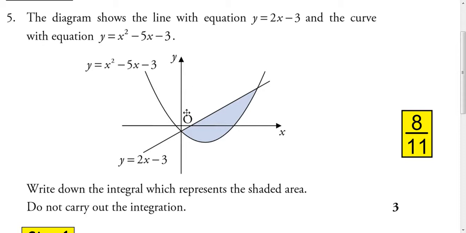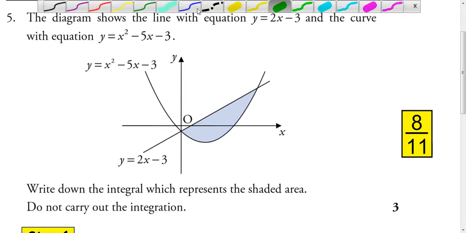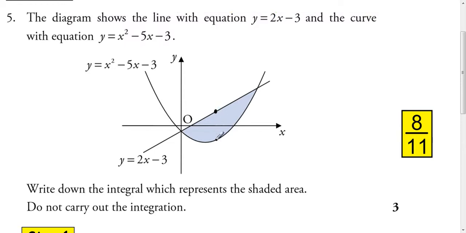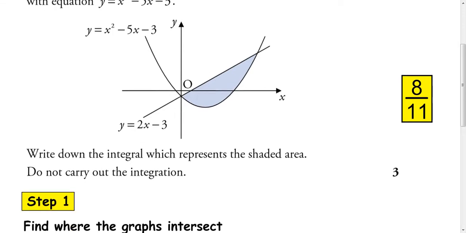So when we are integrating this, we want to do the upper function subtracted the lower function. The upper function is a straight line here. If you pick any point in the middle here, then you can see that this point is higher than this point. That point's in the straight line, and this point's on the curve. So the straight line's the upper function. Now what we don't have here is the limits of integration, this point here and this point here, so we have to work them out.